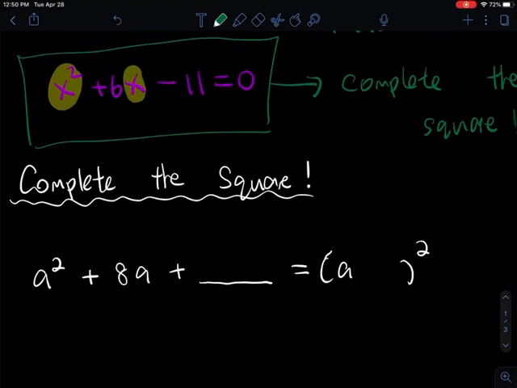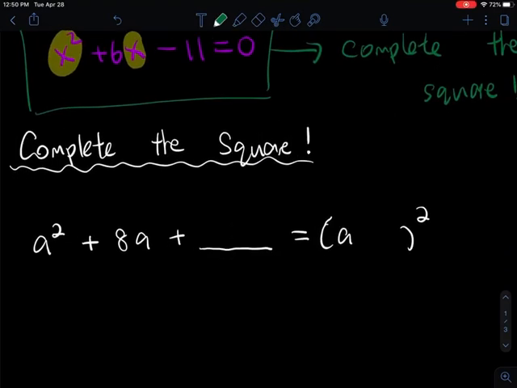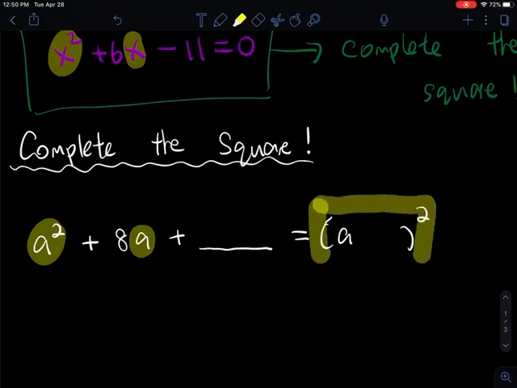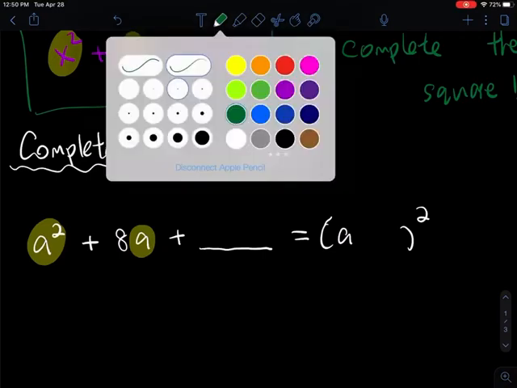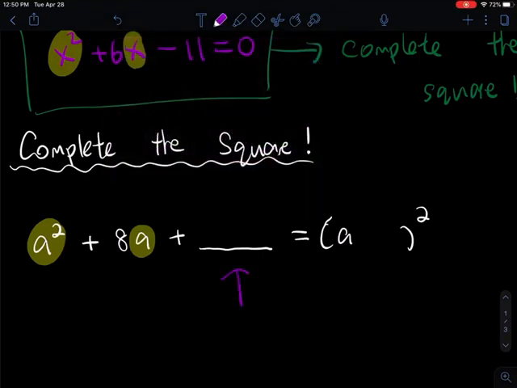So let's say I have on the left side a squared plus 8a. Again, here we see the a in two places. We have an a squared and an a here, but that's not what I want if I want to solve by undoing. I just want the a in one place and have that be squared. So I want to end up with something where I have a in parentheses and then squared. So now the question becomes, what number do I need to add here in the blank to get this form?